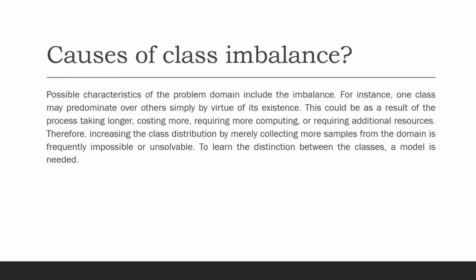Possible characteristics of the problem domain include the imbalance. For instance, one class may predominate over others simply by virtue of its existence. This could be as a result of the process taking longer, costing more, requiring more computing, or requiring additional resources. Therefore, increasing the class distribution by merely collecting more samples from the domain is frequently impossible or unsolvable. To learn the distinction between the classes, a model is needed.